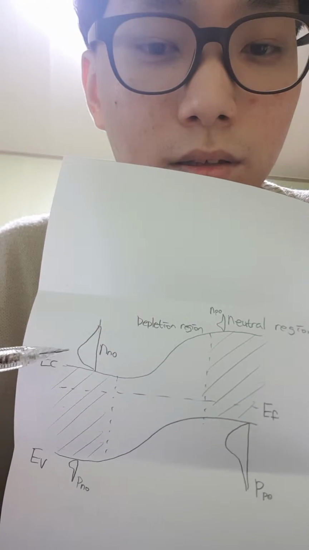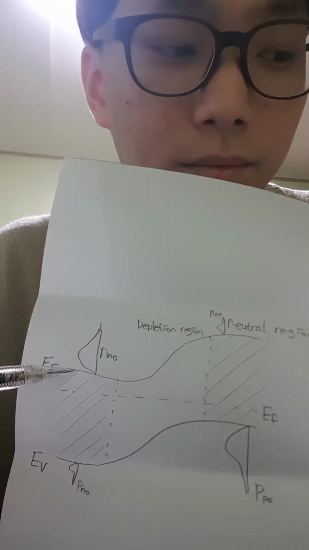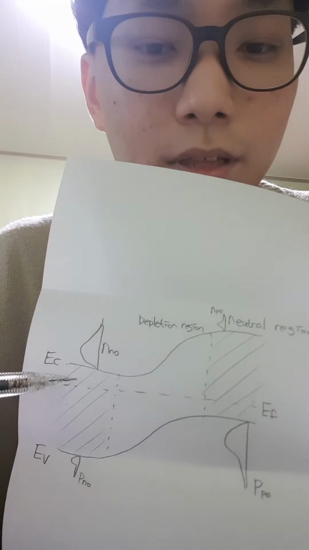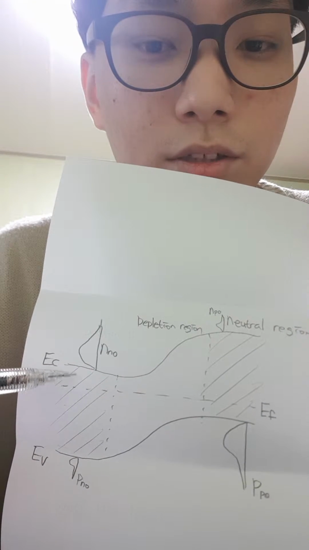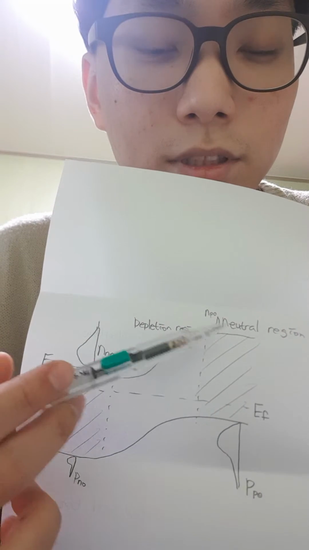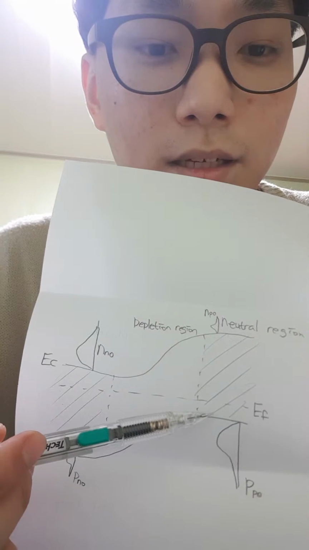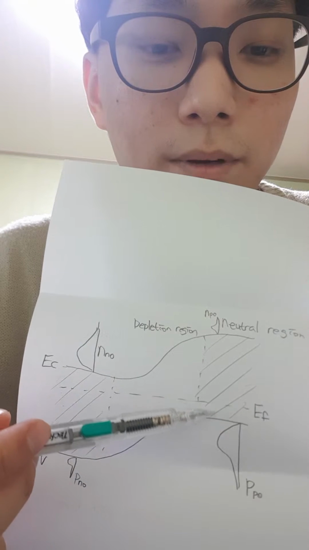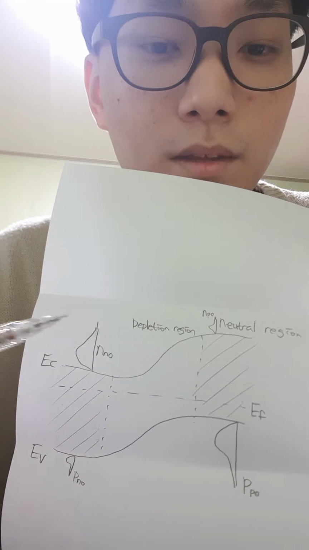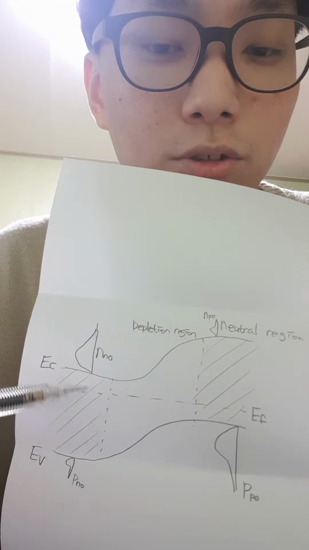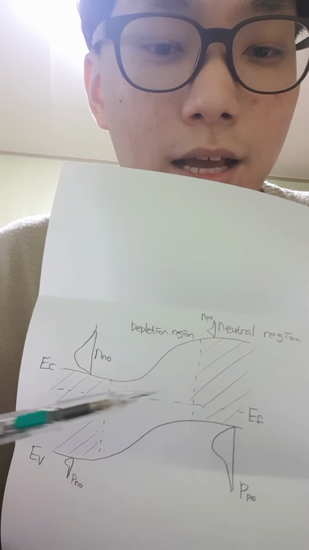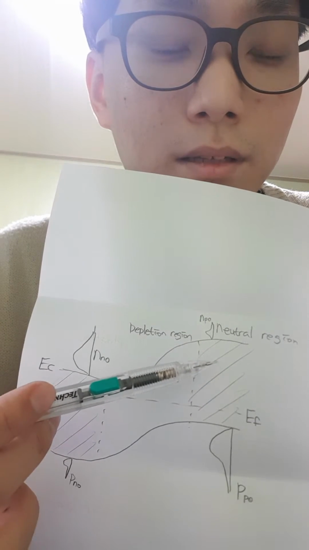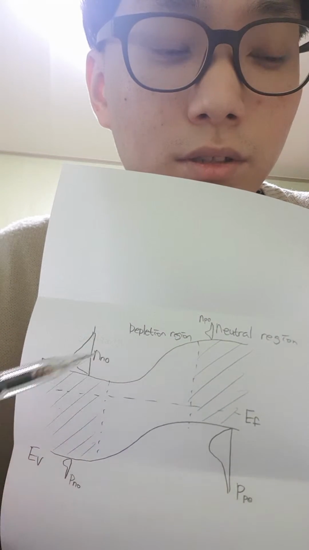Because this part is n-type, the Fermi level is close to the conduction band. Because this part is p-type, the Fermi level is close to the valence band. This region is called the neutral region, and the depletion region is between the neutral regions.